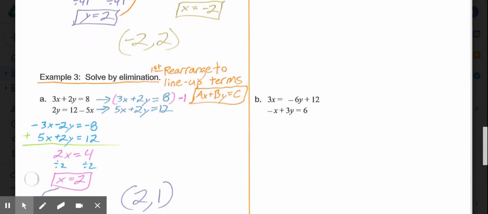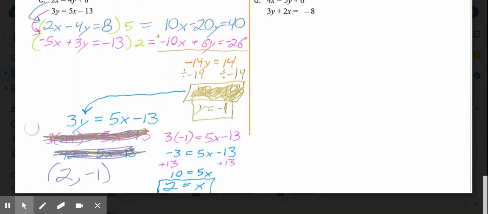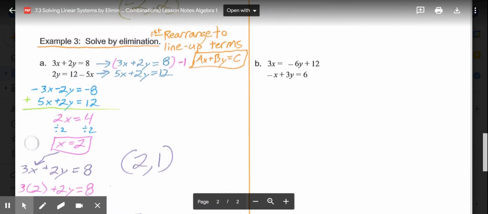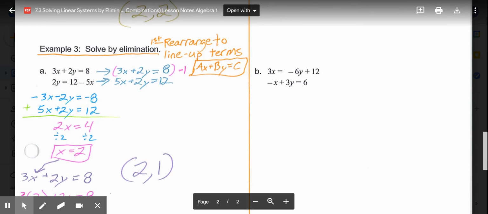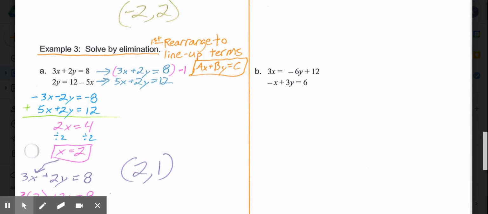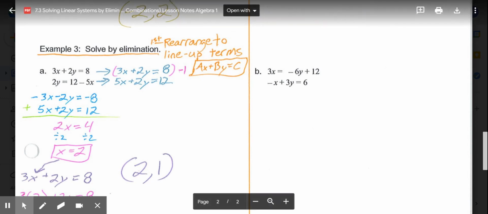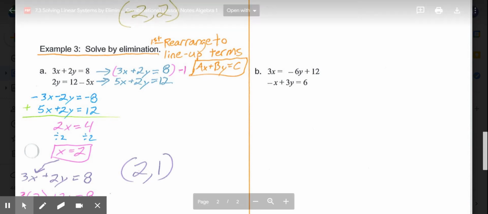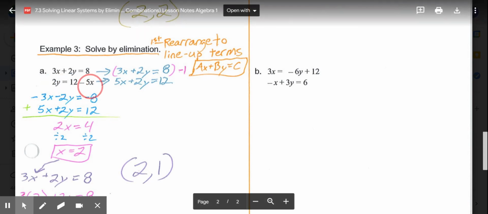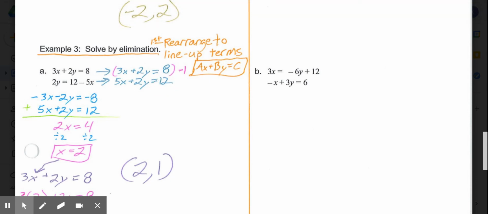So now we get to example 3, which requires all 5 steps. So the first thing we need to do is rearrange the equations to line up the terms. So I'd want to write them so x and y are on the same side and the number's on its own. So standard form. So the top one, I'm not going to change the order. Leave it as 3x plus 2y equals 8. The bottom one, I want to get x and y to the same side, so I'll add 5x to each side, and I end up with 5x plus 2y equals 12.